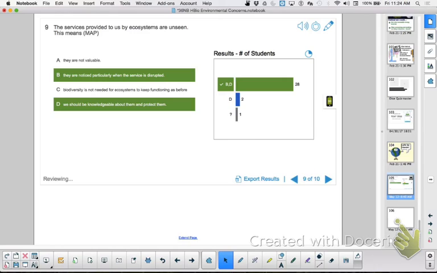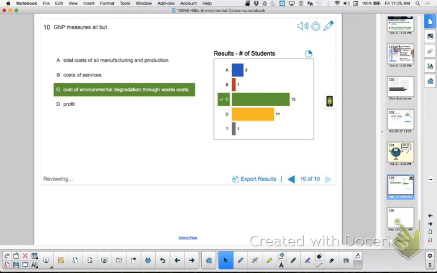Here we go. On 9, a lot of times we don't notice. These are not the obvious ones that we see. What were the obvious benefits of biodiversity? Medicinal, agricultural, and consumptive, right? The ones we don't see as much are noticed when we don't have them, and we should be knowledgeable about them and protect them.